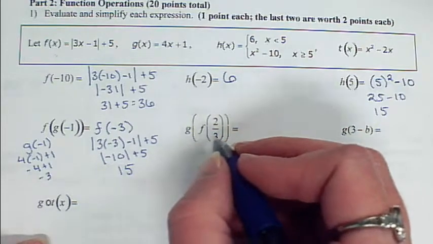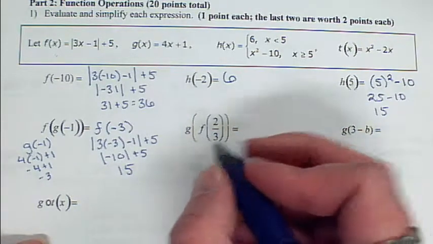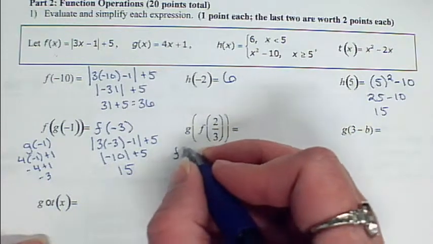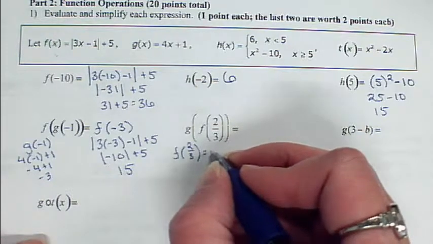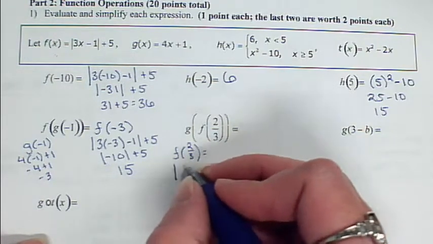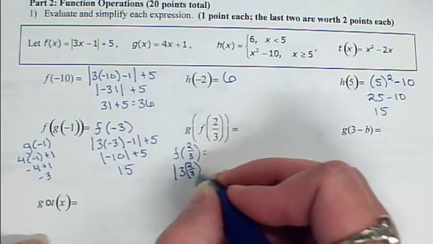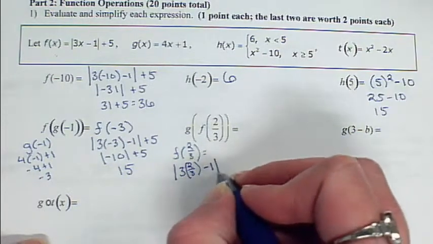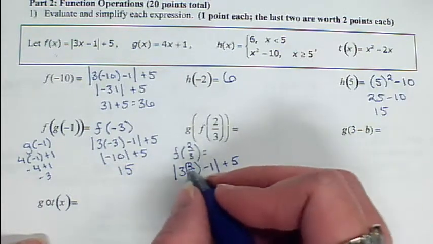Here we have another composite function. This time it says to send 2/3 into f first. So f of 2/3. F says to take the absolute value of 3 times the input minus 1, take the absolute value of all that, and then plus 5.